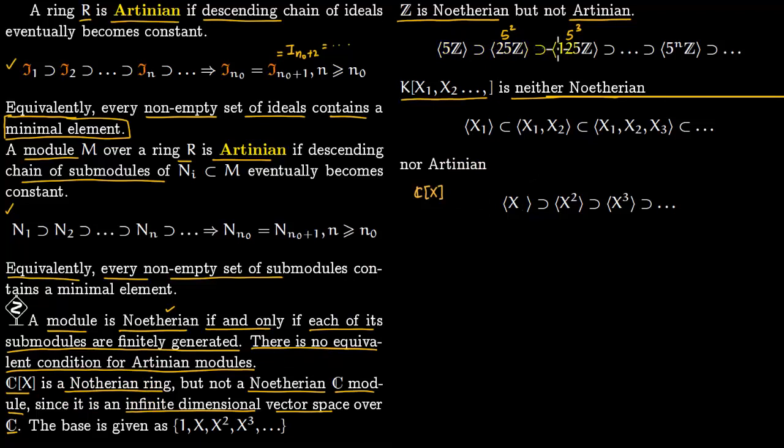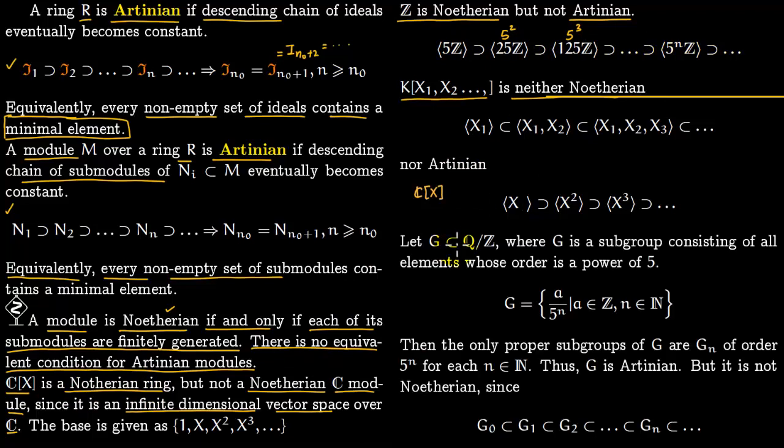Now we want to construct something dual to this, so that it is Artinian but not Noetherian. So consider this G as a subgroup of rationals modulo integers. So it has only rational numbers, and all the integers you can say are just zeros in here. G is a subgroup consisting of all elements whose order is a power of 5. So G has fractions like a divided by 5 to the n, where a is an integer and n is a natural number. Then the only proper subgroups of G are Gn of order 5 to the n for each n in natural numbers.